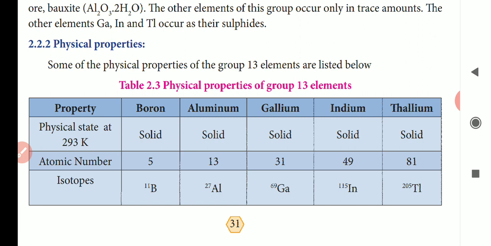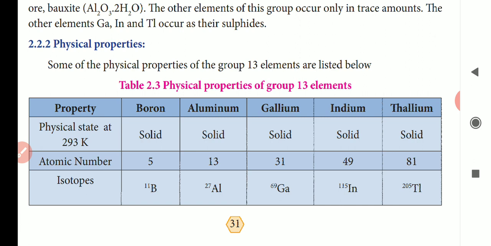All the elements in this boron family at room temperature. What is room temperature? It is 25 degrees Celsius or 298 Kelvin. They all exist in the solid state.